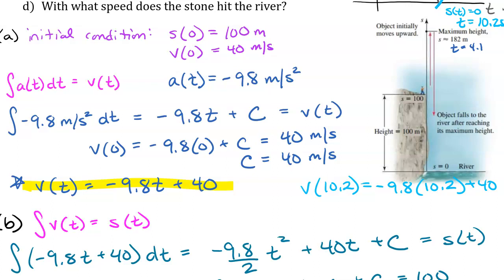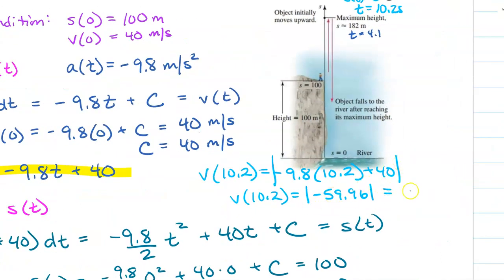So, while the function remains the same, we will be taking the absolute value of it. If we put this into our calculator, we will get negative 59.96. So its speed is 59.96 meters per second at the point in which it hits the river, which is 10.2 seconds after it has been thrown into the air.